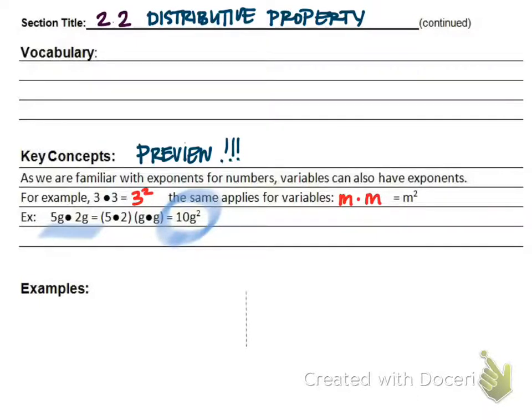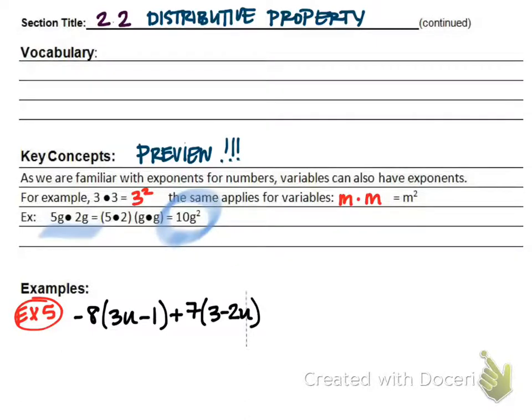So with that being the case, this is a preview coming up. We will be using exponents when we're doing this. And the idea here is to take a look at a couple of examples that give us a little bit of what this might look like. So the first example I would like to draw your attention to is -8 times the quantity 3u minus 1, plus 7 times the quantity 3 minus 2u. Now, we're going to take a look and see if we can simplify inside either of these parenthesis sets, these grouping symbols.